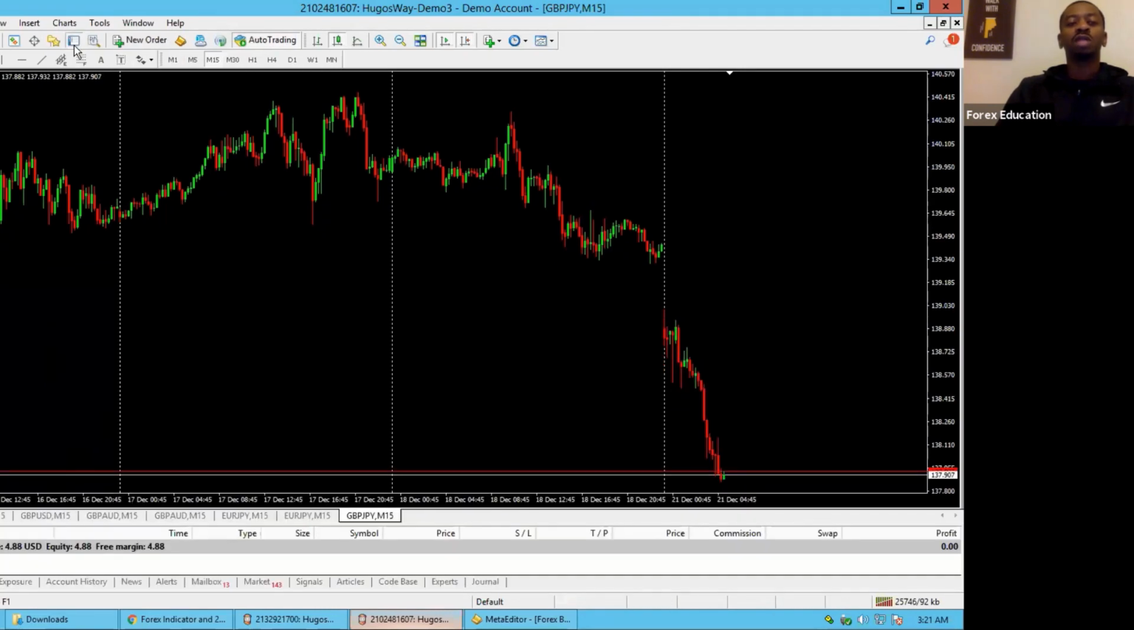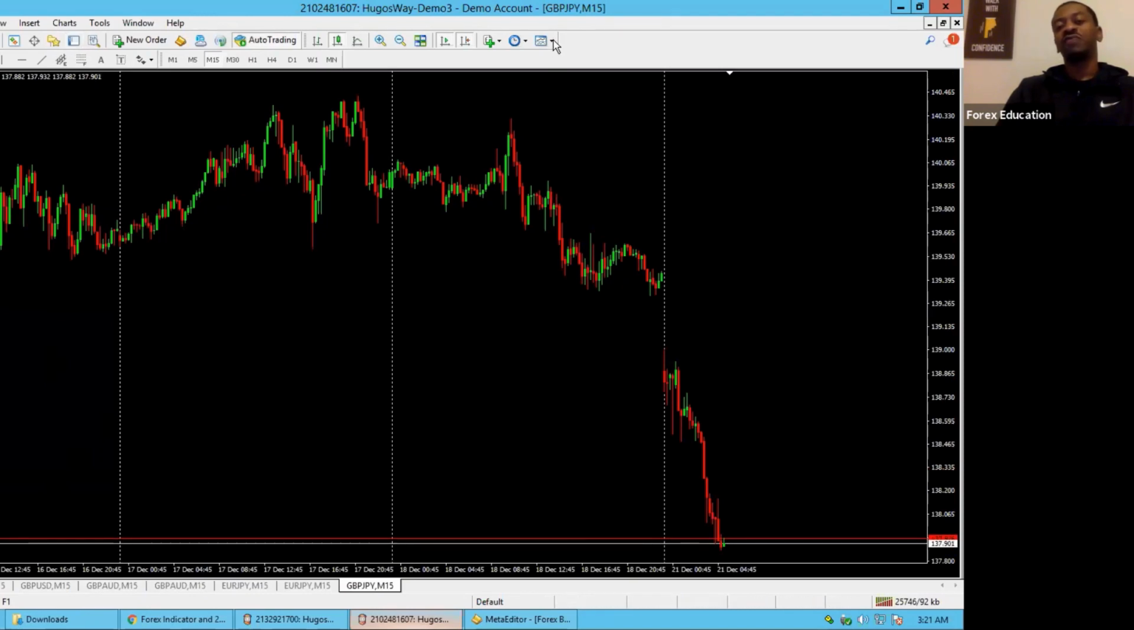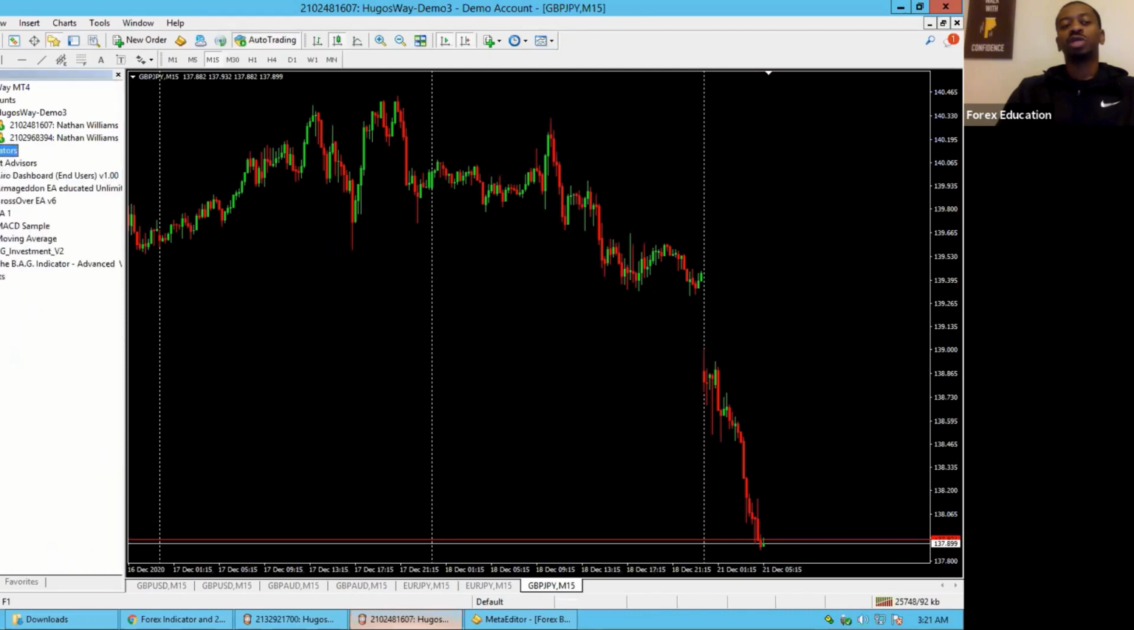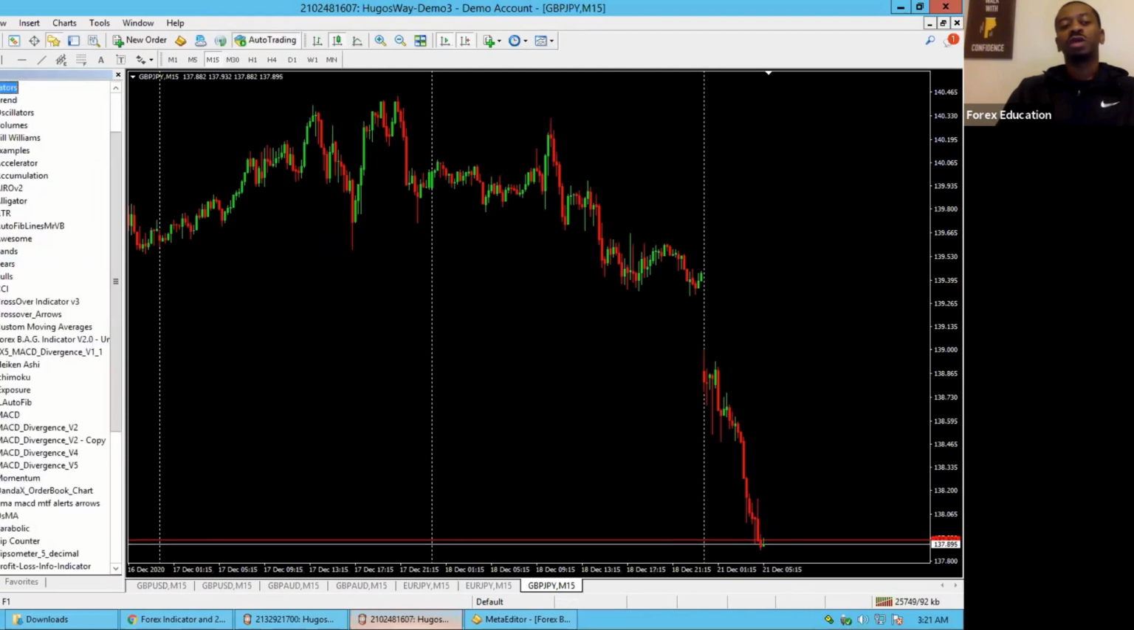All right. Next, you set up the chart. You saved it as default. And then next, you want to select this icon right here. It's a gold folder with a gold star. It's called your navigator. Once you select that, you get your pop-up menu over on the side. You want to make sure that on your indicators, you hit the plus button.